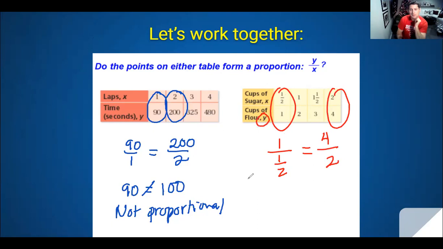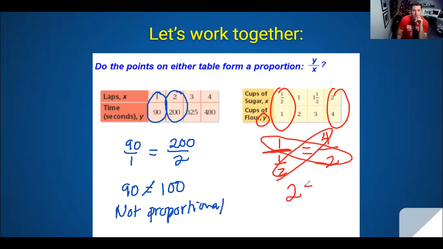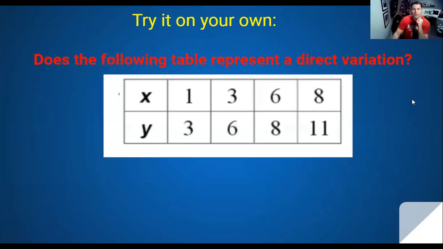Remember, it's the y's on top. Okay, so this is kind of funky, a fraction within a fraction, right? So we don't divide fractions. Instead, we multiply by the reciprocals. So if we were to simplify, we would flip this. Or you could cross multiply, a little unorthodox with a fraction over a fraction. Well, 1 times 2 is 2, and 1/2 times 4 is 2. So yes, these are proportional to each other. Awesome. Okay, so your turn. Try this one. Does the following table represent a direct variation?